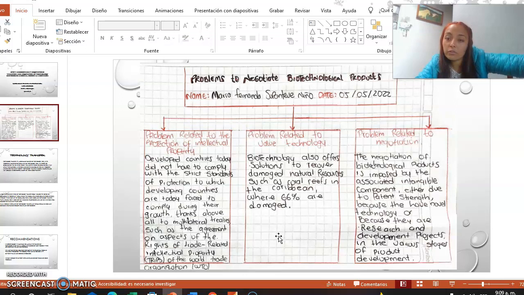The negotiation of biotechnology products is imposed by the associated intangible component due to strict patents, because they have novel technology or because they are research and development products in the various streams of production development.